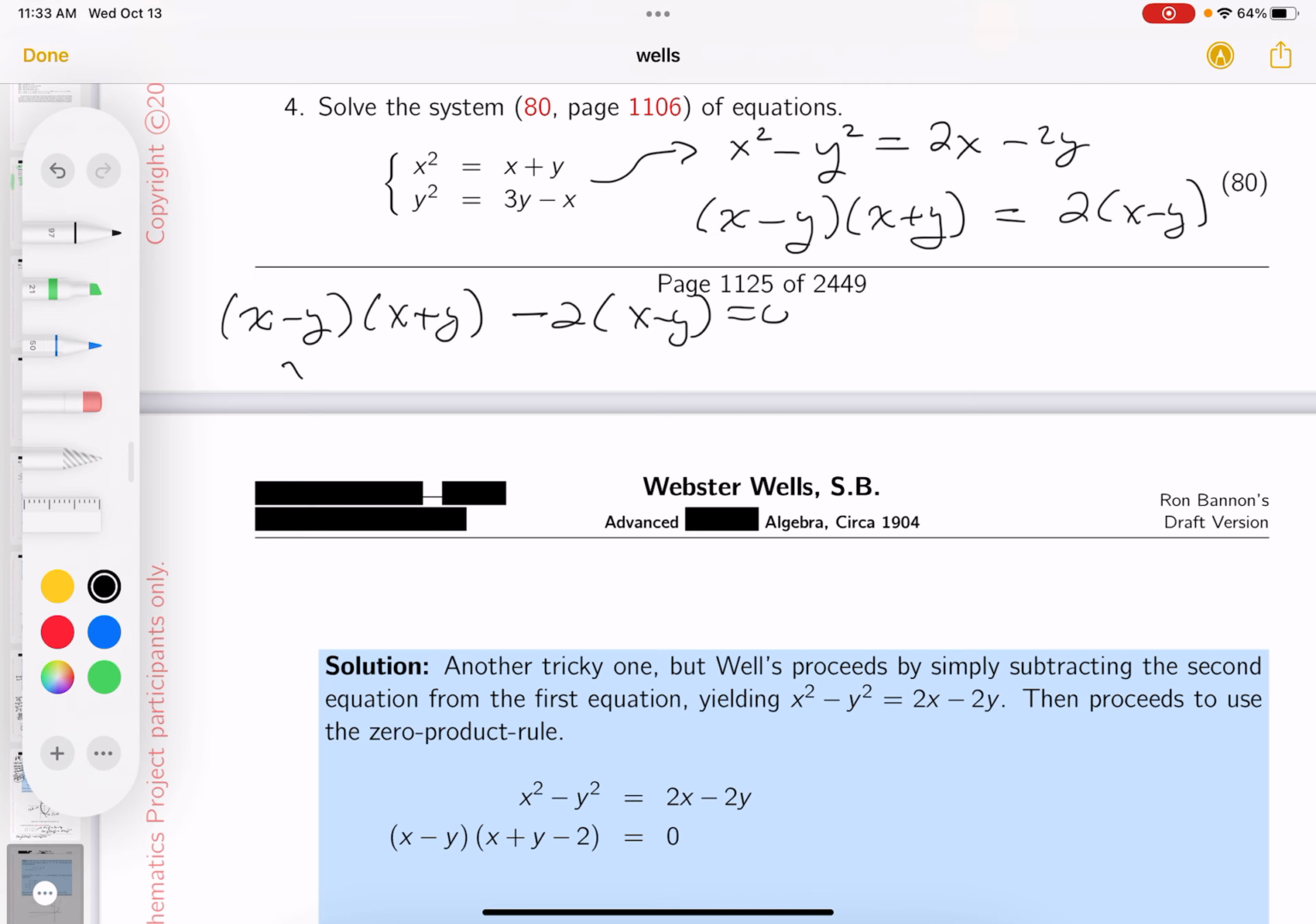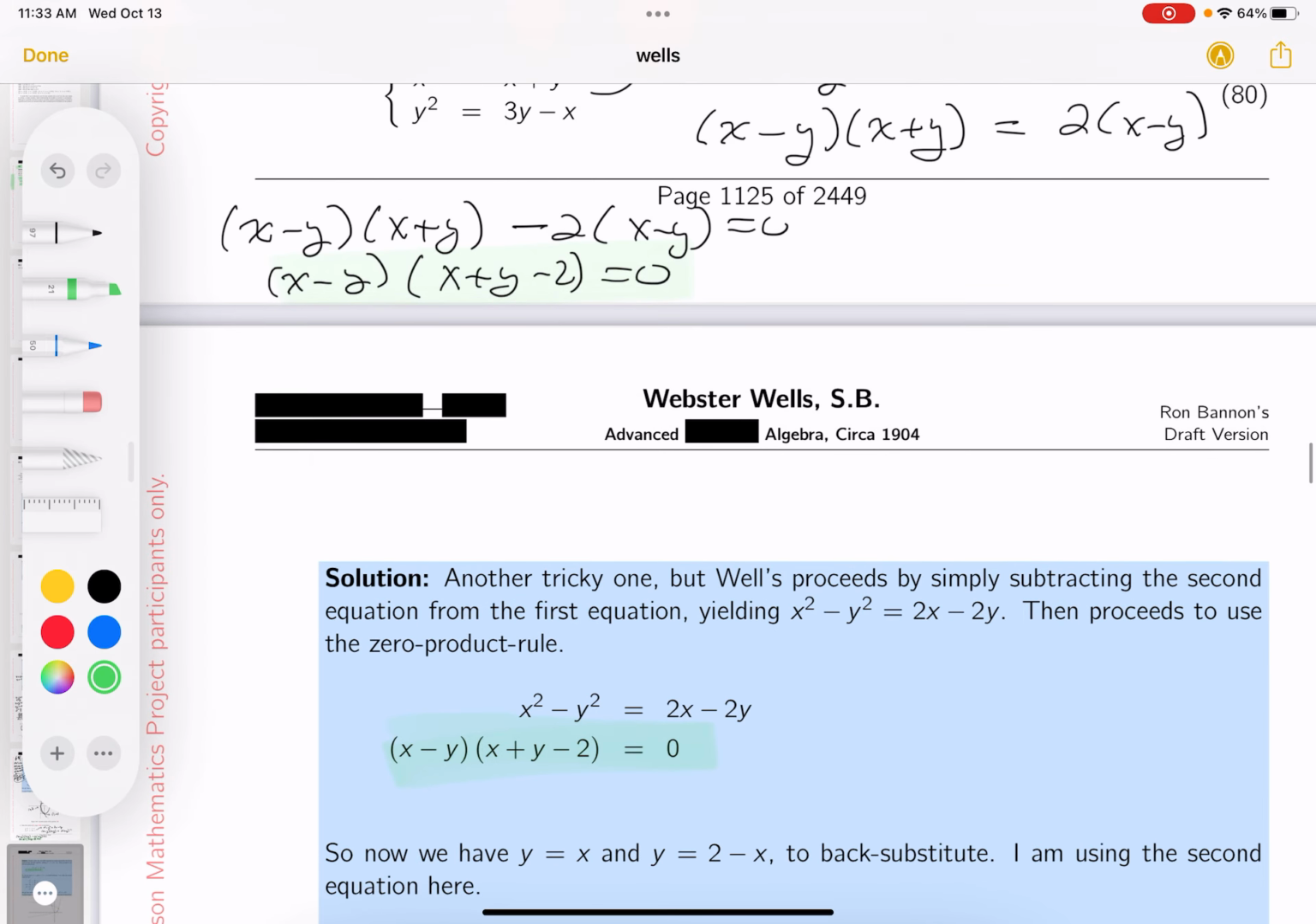And what do you get there? X minus y factors out, and you're left with x plus y minus 2 equals 0. I want to point out that is a milestone for me, so I'm going to outline where that milestone is, since we're looking at this over here. It's right over here. Now someone says, why is that a milestone?